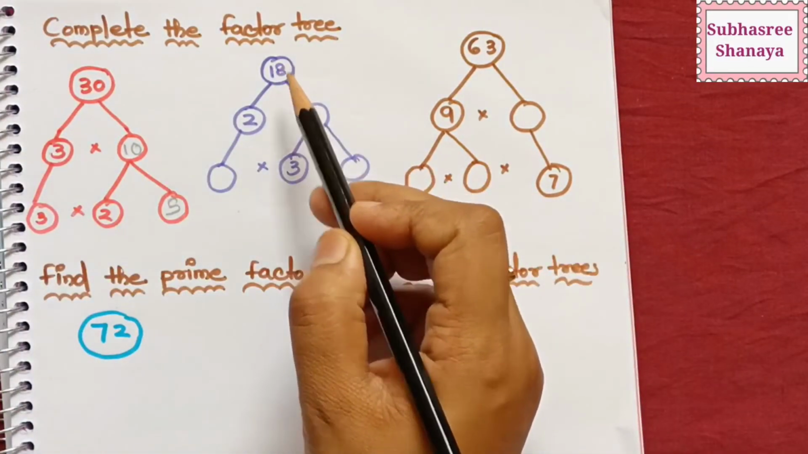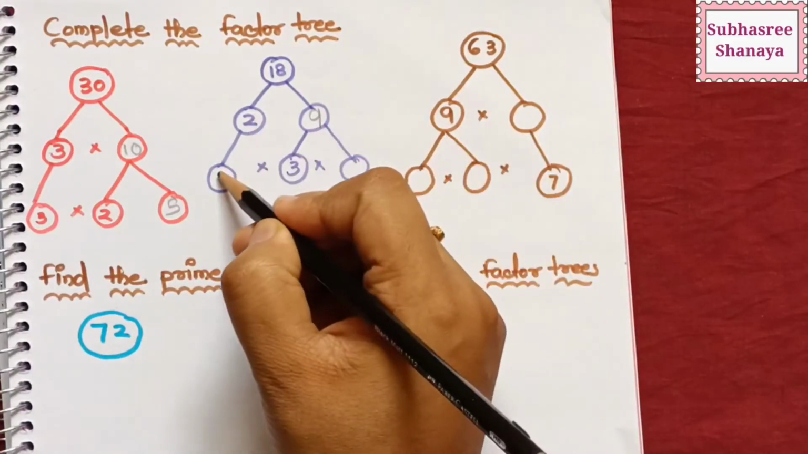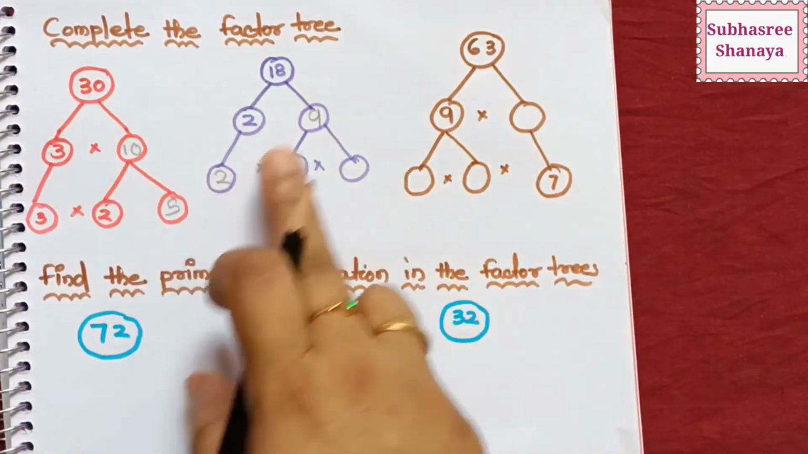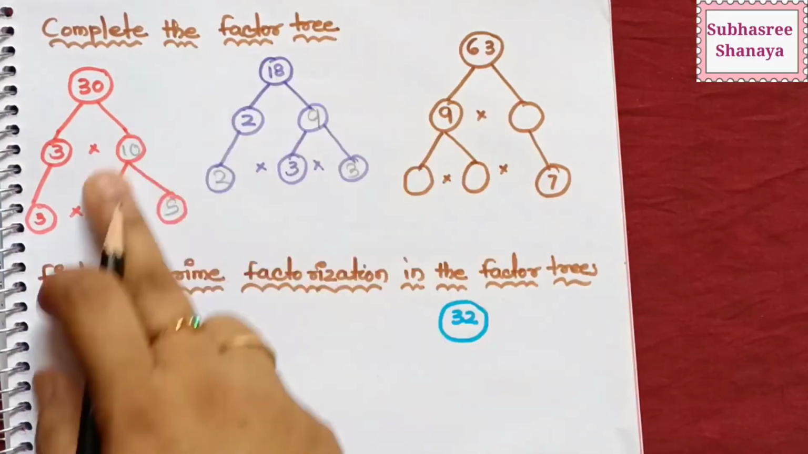Here 18, that means 18 can be written as 2 9s are 18. Now 2 will come here because it is already a prime number. Now 9, 3 3s are 9. So the factor tree is completed.